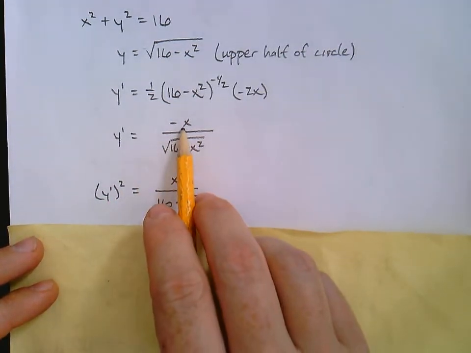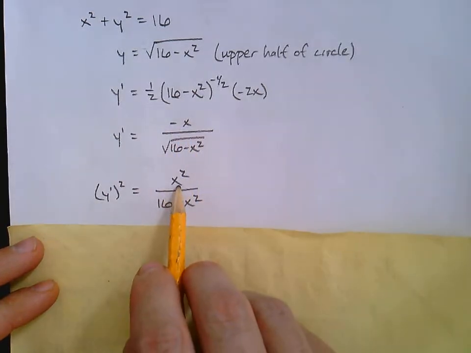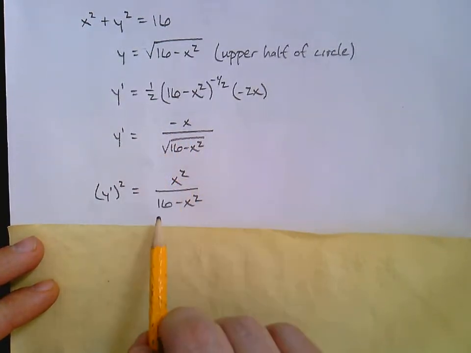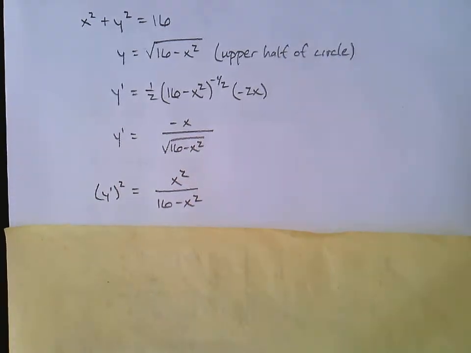So squaring the negative x, well, that turns into a positive x squared. And then, of course, the square root just cancels. So x squared over 16 minus x squared.